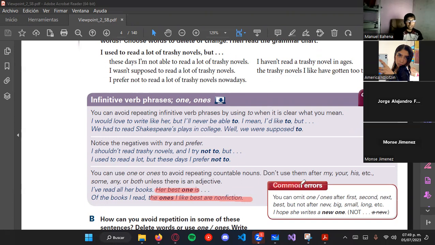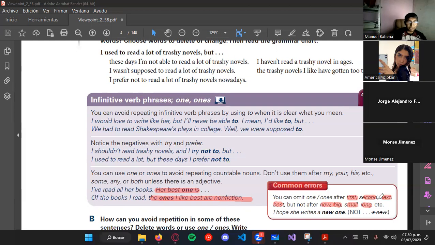And here are some common errors. Y aquí hay una tablita de errores comunes que se cometen. For example, you can omit one or ones after first, second, next, best, but not after new, big, small, long, etc. ¿Ok? Podemos omitir el usar el one o el ones, por ejemplo, con first, second, next, best, etc. ¿Ok?